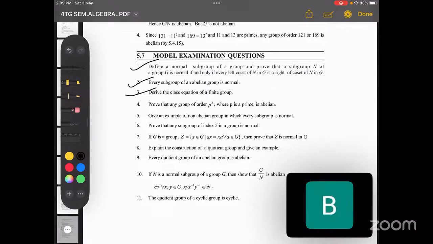Just now we have seen that one. So this is a rarely asked question. Sometimes only it will be asked. Okay? Give an example of a non-abelian group in which every subgroup is normal. So this is the important one, the sixth one, a 5 marks question. This is with the definition he has given. If you check this one, the theorem will be that the center of G is normal in G. We have to show that. Okay. Explain the construction of a quotient group and give an example. Every quotient group is abelian. This is the ninth one. Okay.